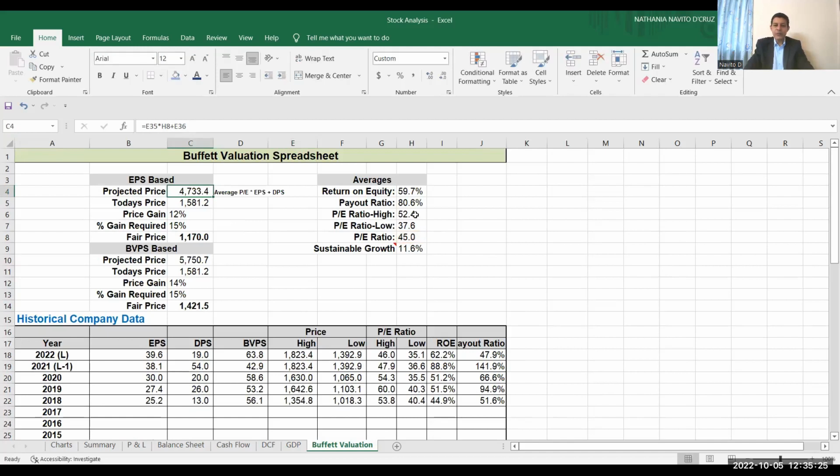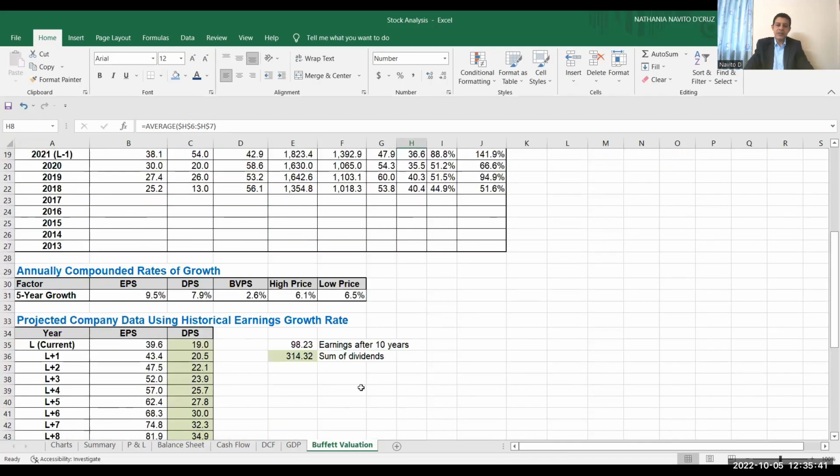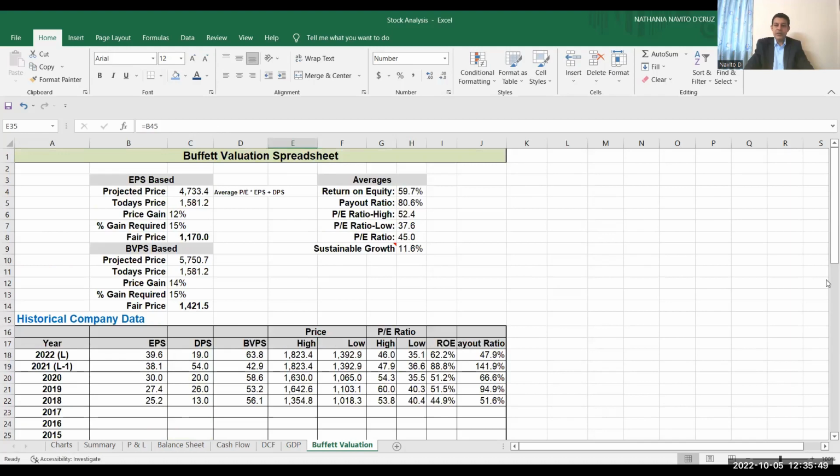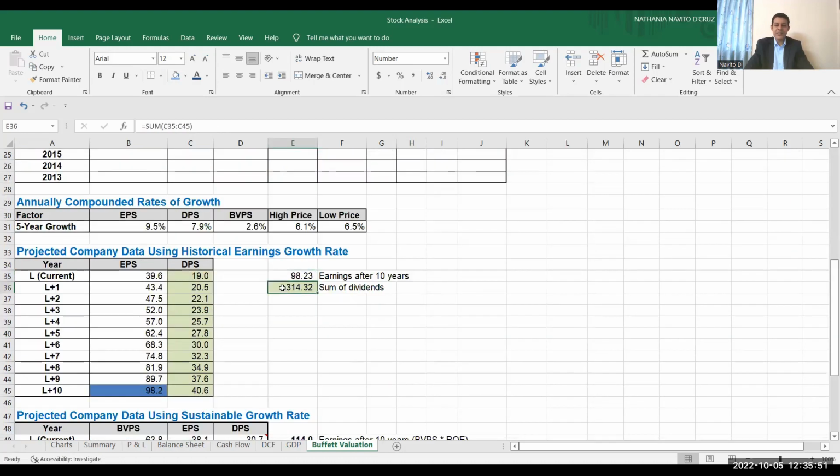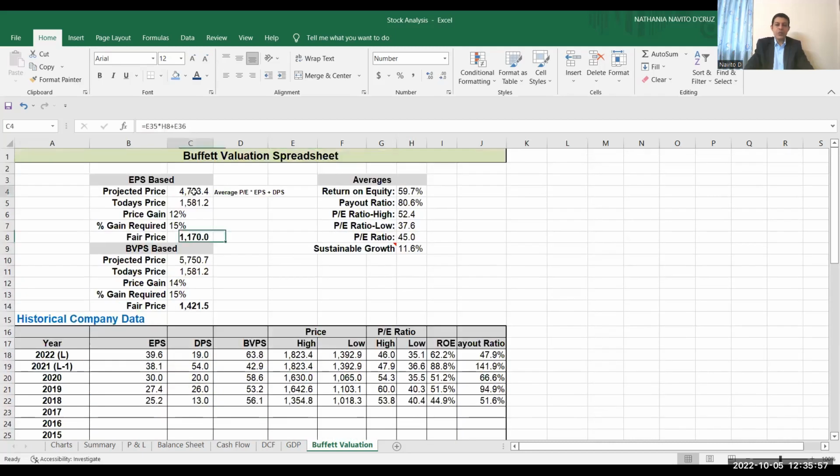As you know, we have arrived at the P ratio of high and then P ratio low, and then both of these we average out to get the P ratio. This is the average P ratio, which is 45. So to this 45, we multiply the earnings after 10 years, which is 98.23. 98.23 multiplied by 45, and then adding the dividends, that is 314.32. So this is the projected price which we get. This is the projected price 10 years hence.